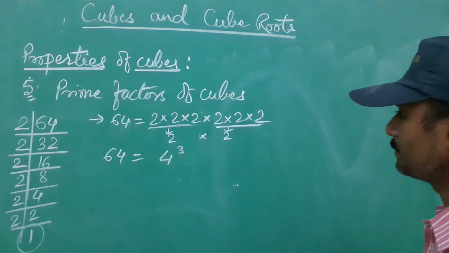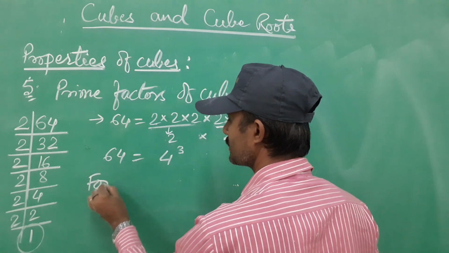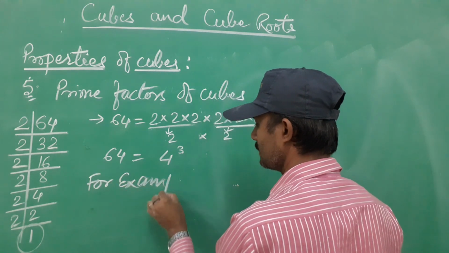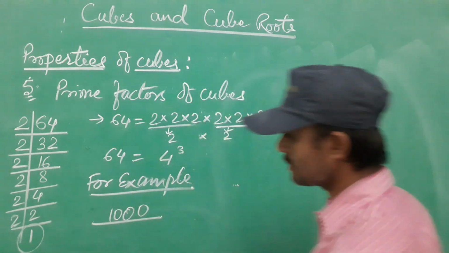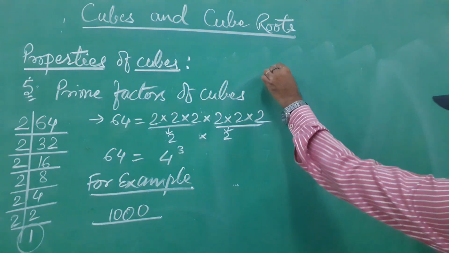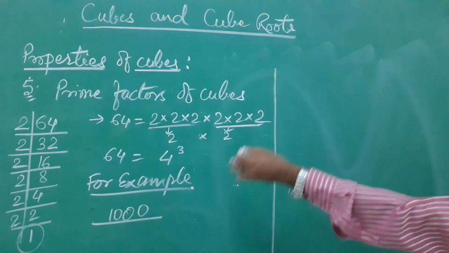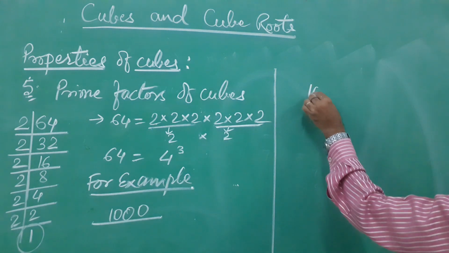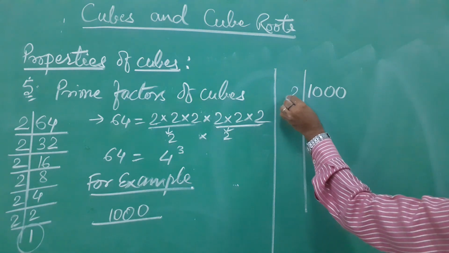Explaining with one more example. For example, next we are using 1000. Now we will discuss 1000, whether it is a perfect cube or not. First we have to check for that. As we already know, 1000 is a perfect cube, but how do we check if you don't know about the number? Again, go for prime factors using this long division.